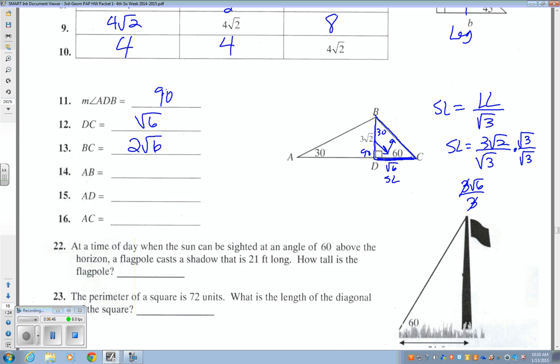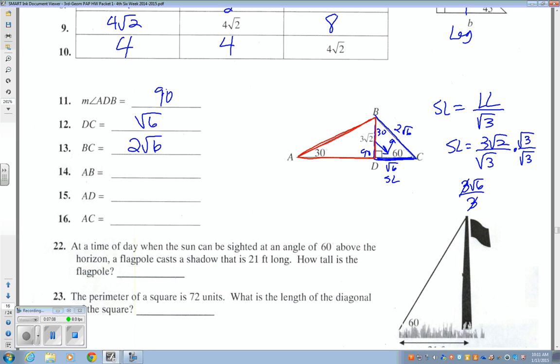Good. No math, mental math. Okay, so I'm going to go ahead and label that on the triangle, 2 root 6. Now they want us to find AB. AB is the hypotenuse in the triangle ABD. So now I have to look at the triangle on the left.